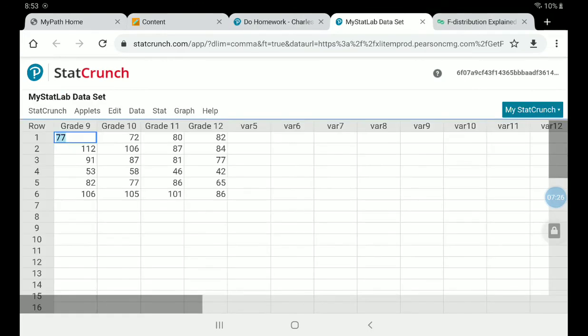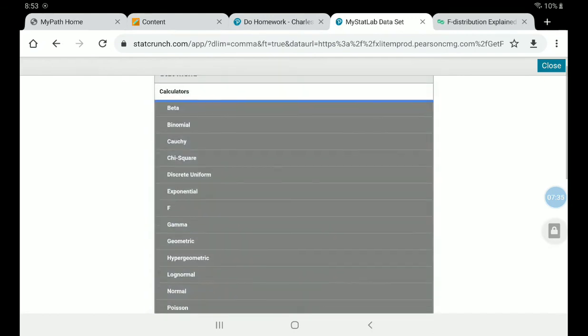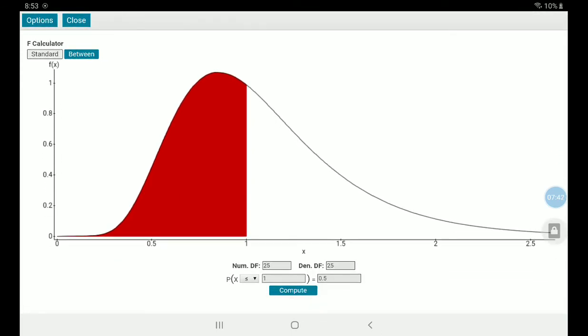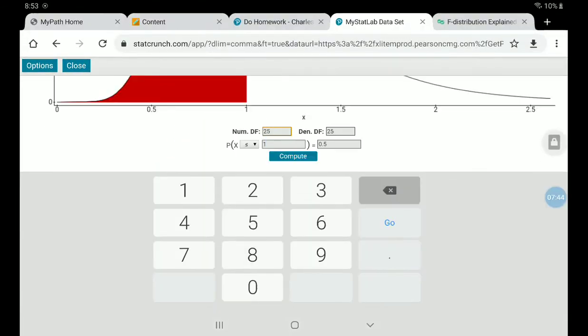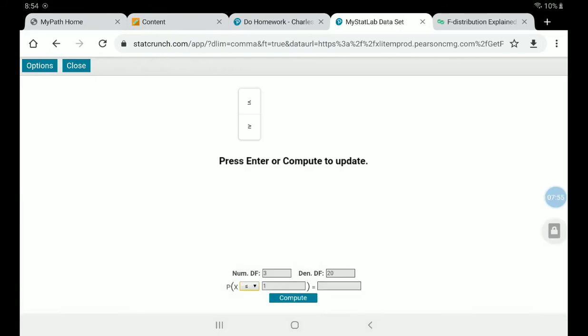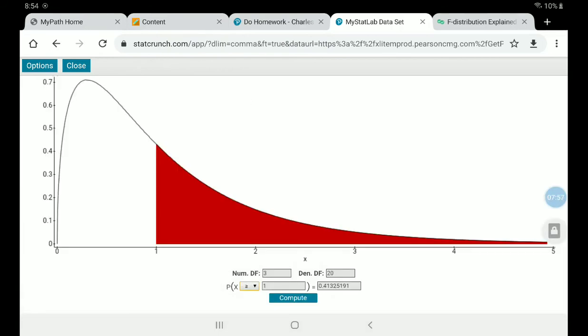Once you get the data uploaded into StatCrunch, to get the critical value, we're going to actually use a calculator. So if you go to Stat, Calculators, and then this is going to be the F statistic. So if you hit F, we're going to put our degrees of freedom for our numerator. Remember, that was 3. Degrees of freedom for our denominator, that was 20. And then make sure you change the probability to a greater than symbol.